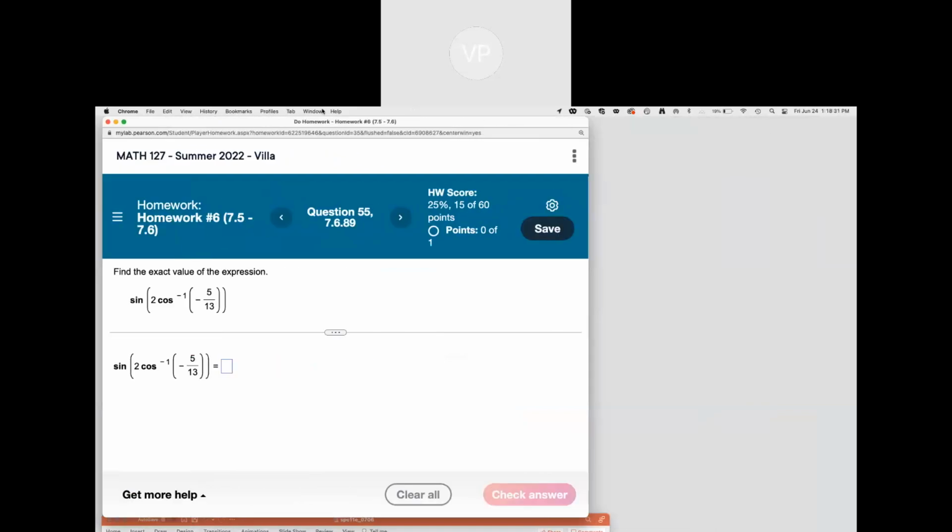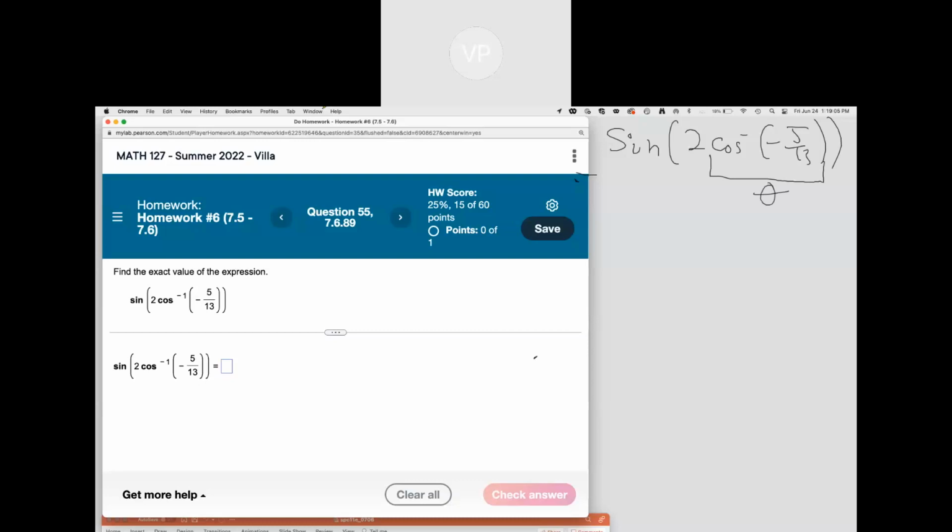Let's look at this one here. Find the exact value of the expression. Okay, so we didn't do one like this yet, so I'll show you where we're at. We have sine of 2 inverse cosine of negative 5/13. Okay, so now here's where it gets interesting. That inverse function, like always, is going to be a theta.